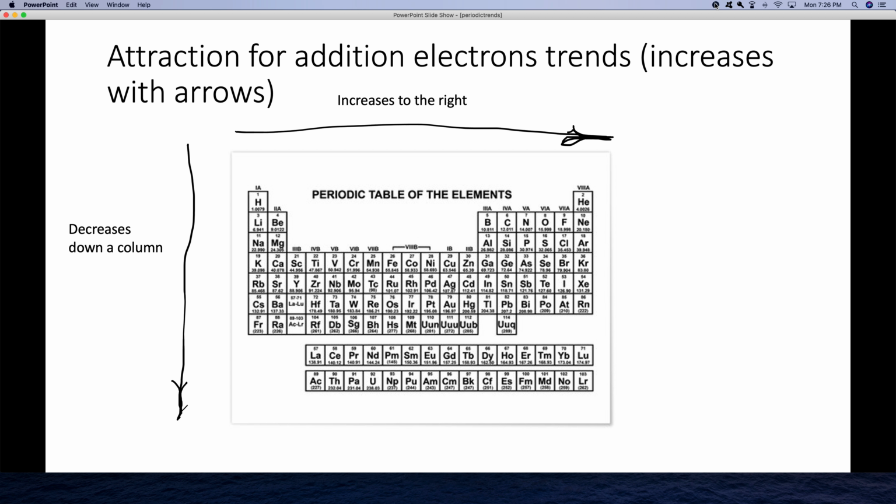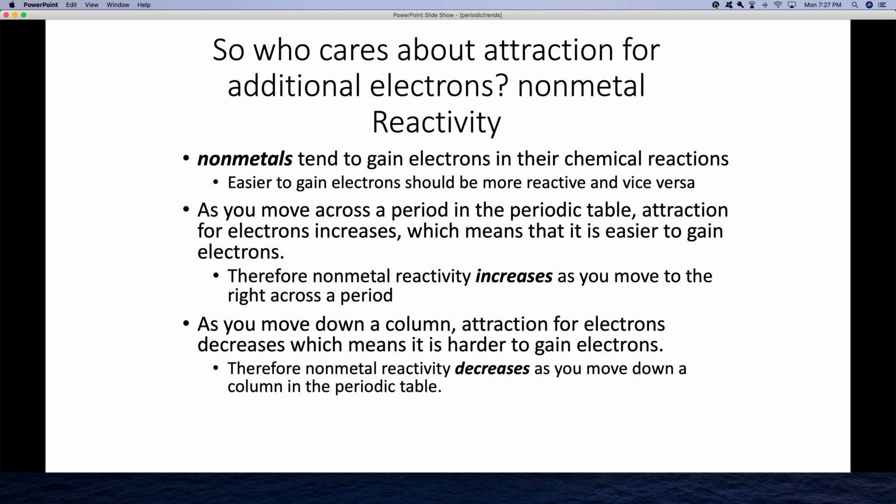Okay, so I drew this on. You can see attraction for electrons decreases down a column and increases to the right. So thinking in terms of nonmetal reactivity, nonmetals tend to gain electrons. That means stronger attraction for additional electrons makes nonmetals more reactive, and weaker attraction for additional electrons makes nonmetals less reactive.